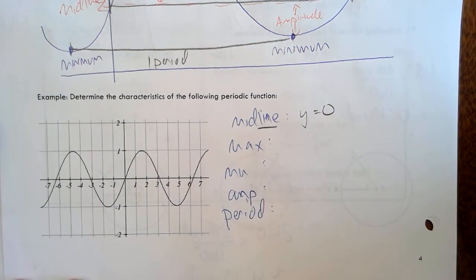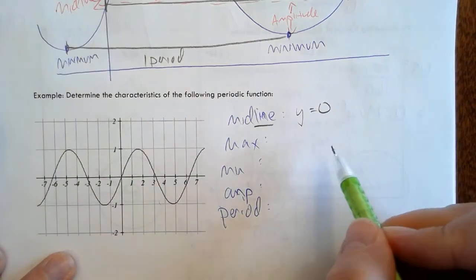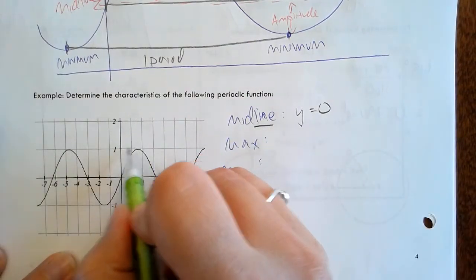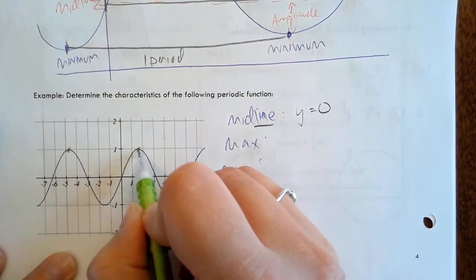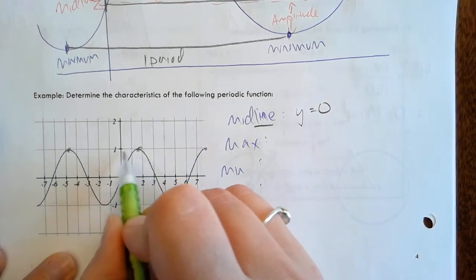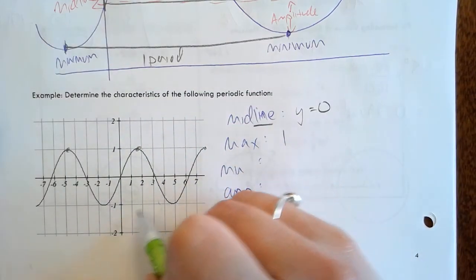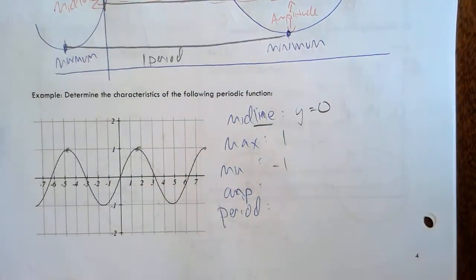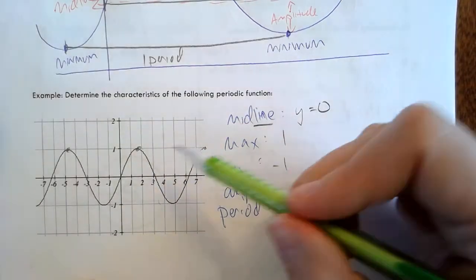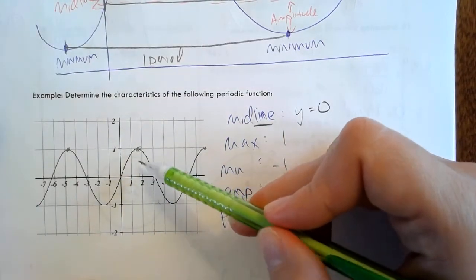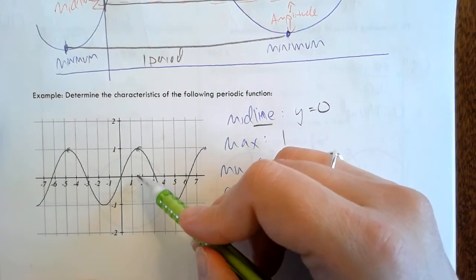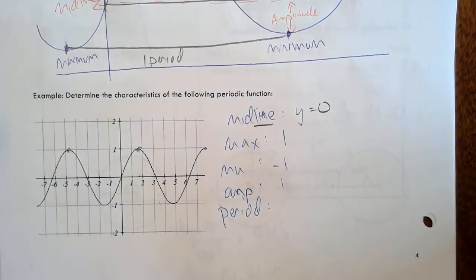Okay, maximum. So this is just a y value we need. We don't really need the x values. So there's a max, there's another one right there. y equals 1. So just 1. That's the maximum point. Minimum, down here, -1. Amplitude. Distance from 0 to 1 would be 1, or 0 to -1, still 1, good.